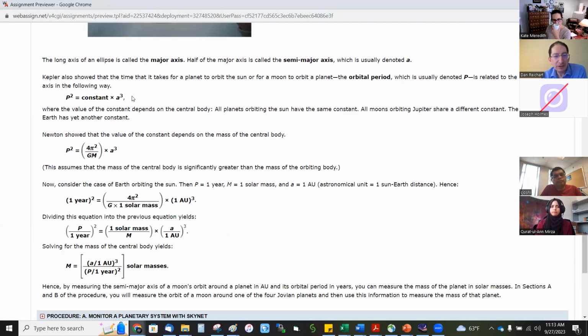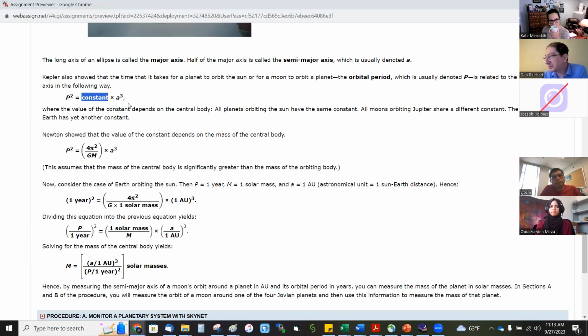And he looked at all sorts of things going around all sorts of things and realized the constant differed depending upon the central body. Planets going around the sun had a constant, the moon going around the Earth had a different constant, and Jupiter's moons going around Jupiter had a different constant. And Kepler did not know why the constants varied.